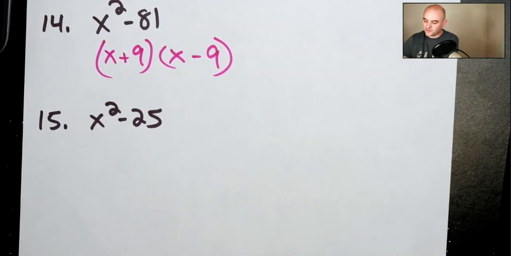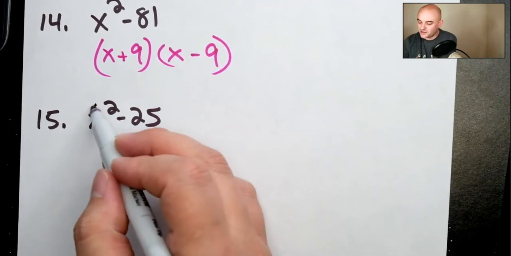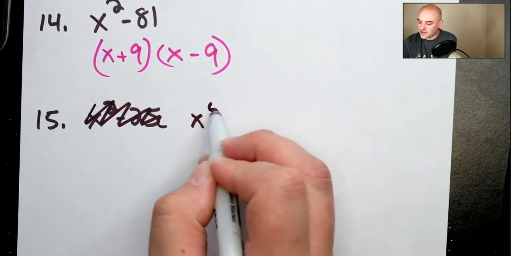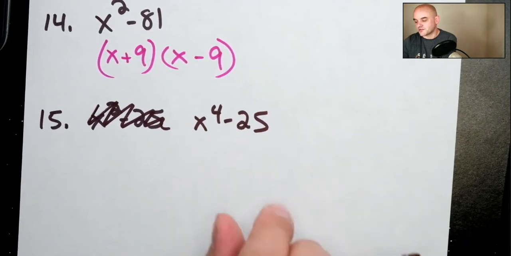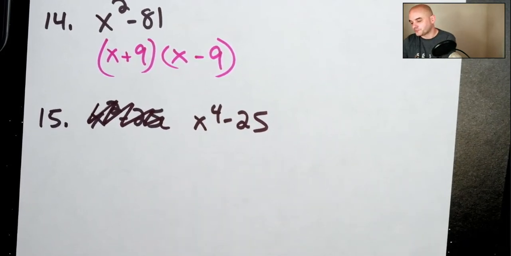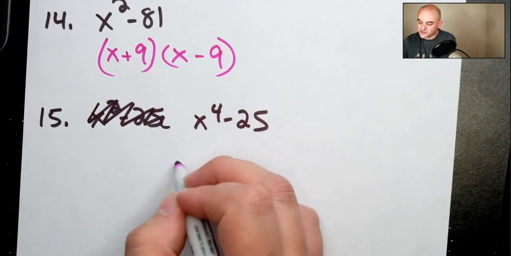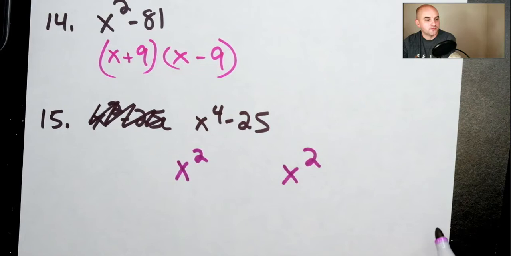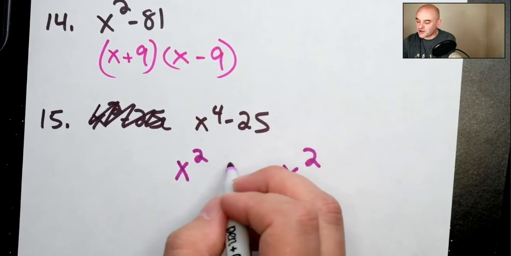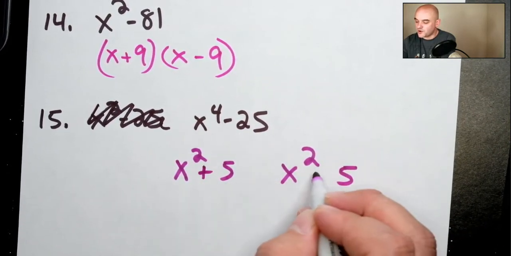This one right here, number 15, I realize that's copied down incorrectly. I just saw that. This should be x to the 4th minus 25. That's what you've got on your review there. So that's what I'll work through here. So x to the 4th minus 25 is still a difference of squares. We're still going to take the square root of x to the 4th, which is x squared. We're going to write that down twice. And then we're going to take the square root of 25, which is 5, and write that down twice. Put a plus with one, a minus with the other.